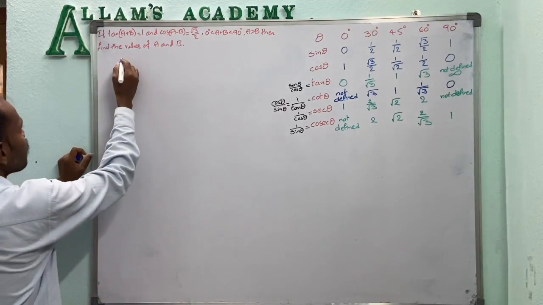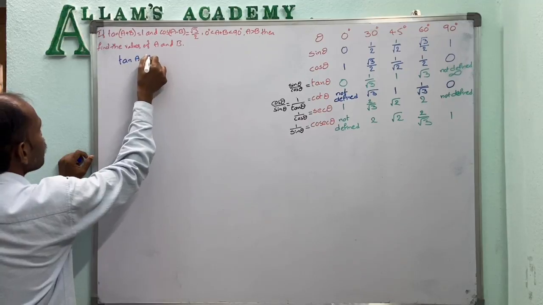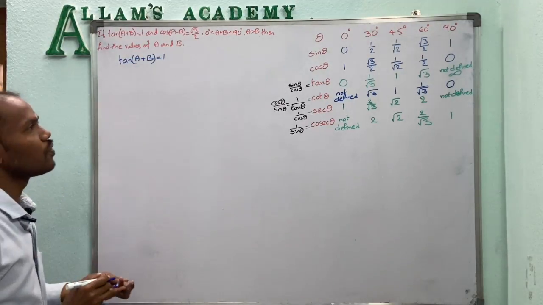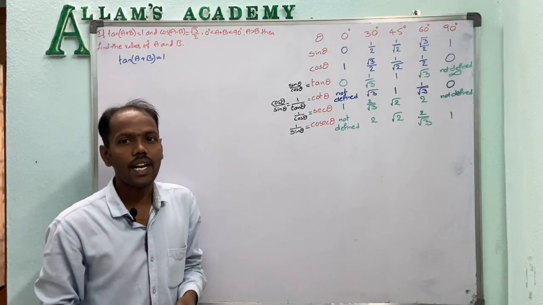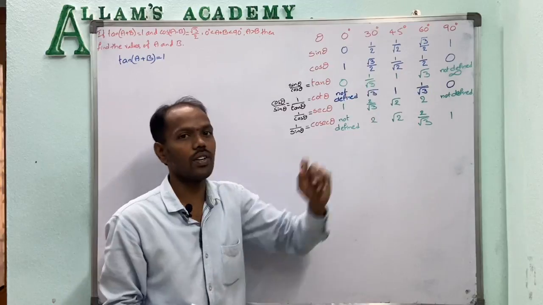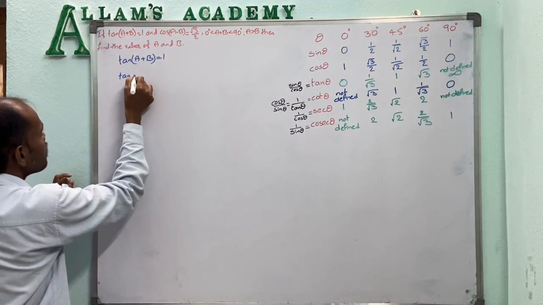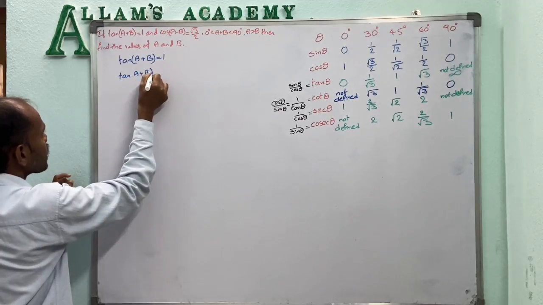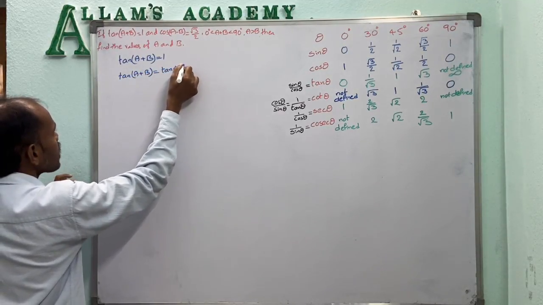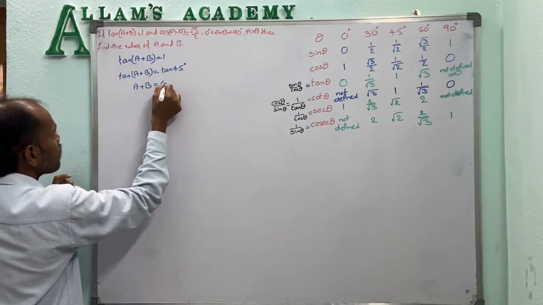So tan of a plus b equals 1. When we get tan equal to 1, the angle is 45, since tan 45 equals 1. So tan of a plus b equals tan 45. Removing tan on both sides, a plus b equals 45.